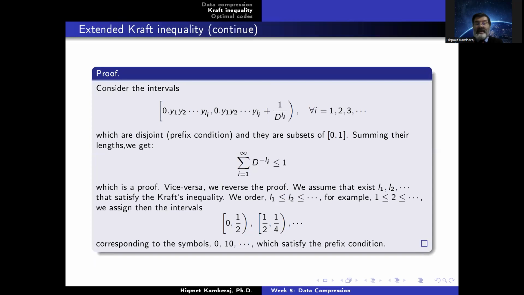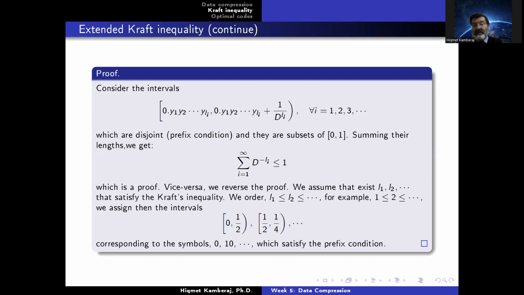Now we consider this kind of intervals: the interval 0.y1 y2 up to y_li, and 0.y1 y2 up to y_li plus 1 over D to the power li, for every i = 1, 2, 3, and so on. Now, these intervals are disjoint and satisfy the prefix condition, which means that they do not overlap.